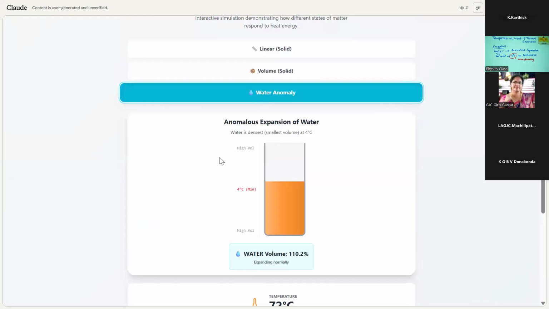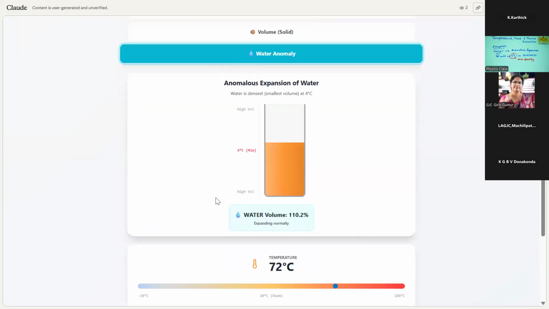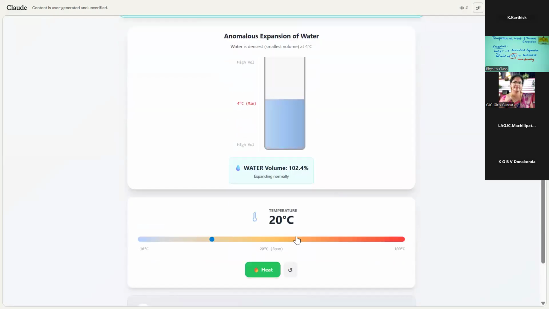And finally, water anomaly. Our final and most fascinating mode is the anomalous expansion of water. Water does something unique when it cools down near freezing. Clear? So, normal expansion: at, for example, 20 degrees Celsius, the water volume is 102.4 percent, expanding normally like that. This is high volume, and 4 degrees Celsius is the minimum.